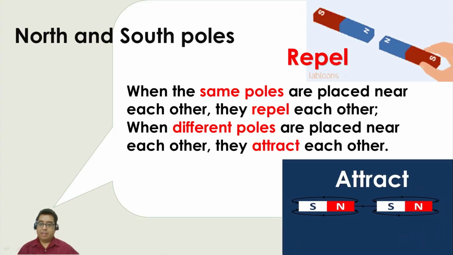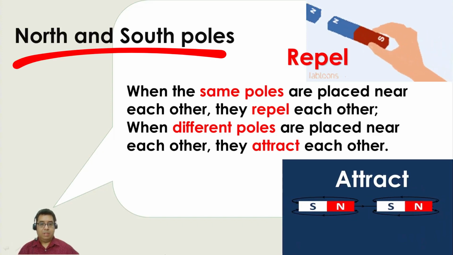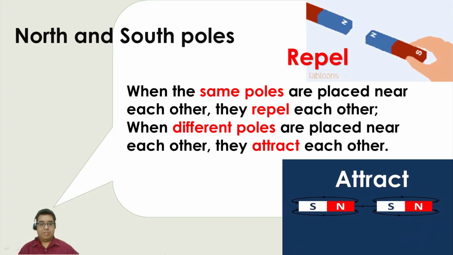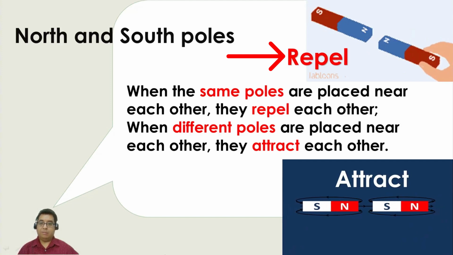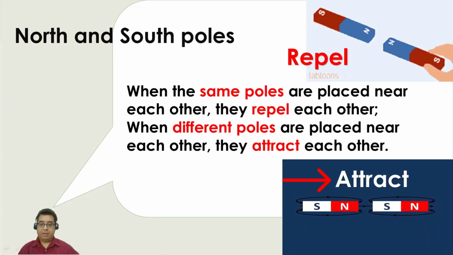Now, magnets are comprised of what they call north and south poles. When the same poles are placed near each other, they repel each other, such as the example above. When different poles are placed near each other, they attract each other, such as the example next to me here that shows how they attract each other.